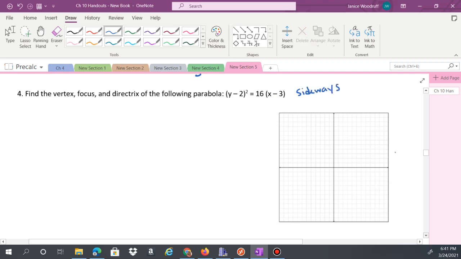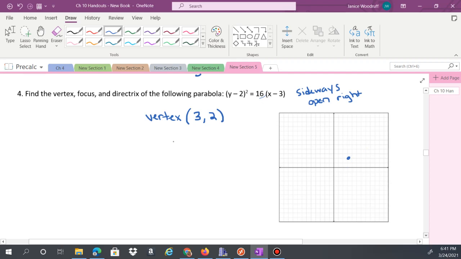Is it going to open left or right? Look at the 16. It's positive, which means it goes right. Good. Okay, so what's my vertex? Switch it. (3, 2), because the h goes with the x, so that would be (3, 2). Good catch. So (3, 2): 1, 2, 3, 1, 2. Okay, we know we're going to open to the right.